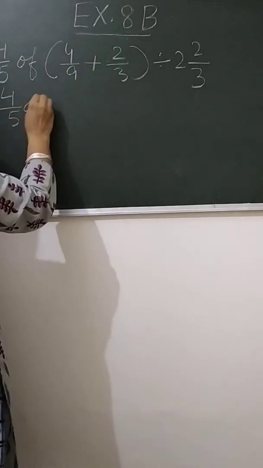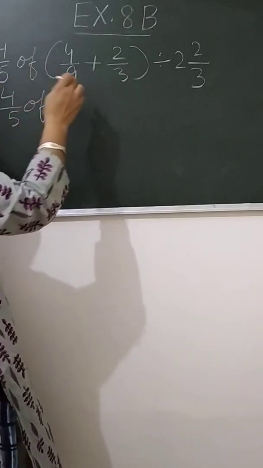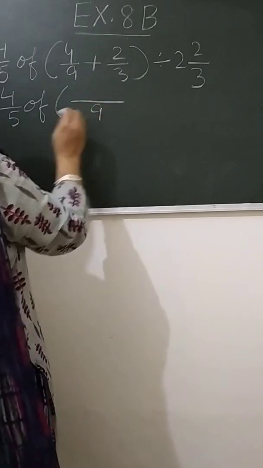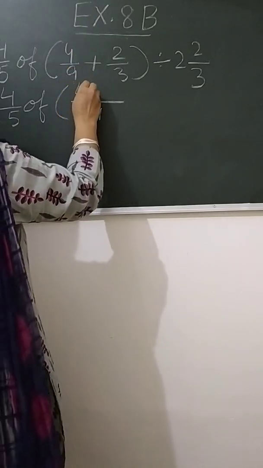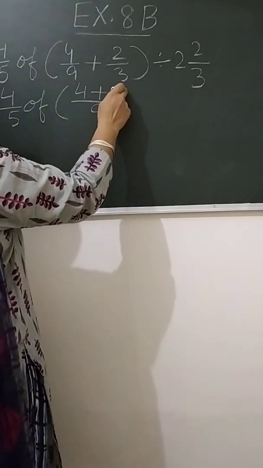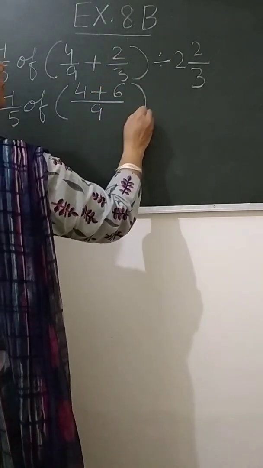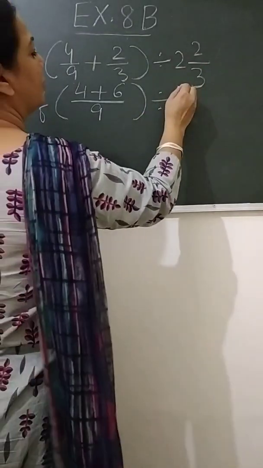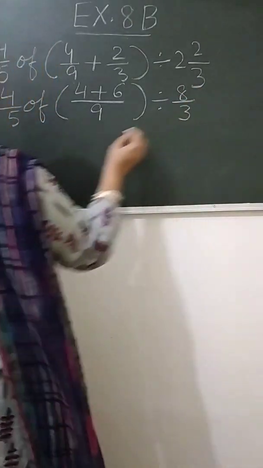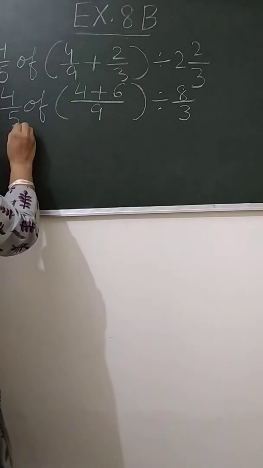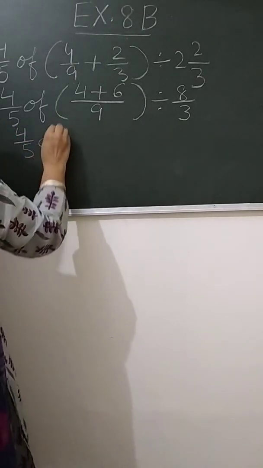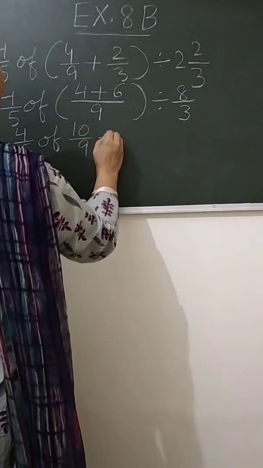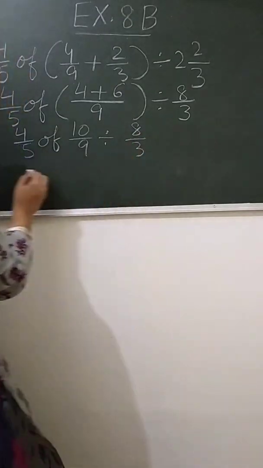4 by 5 of, we have to add these fractions. LCM of 9 and 3 is 9. 9 divided by 9 is 1, 1 4 is 4. Plus 9 divided by 3 is 3, 3 2s are 6. Divided, this is a mixed fraction. We have to convert it. 3 2s are 6 and 2 is 8. This is 8 by 3. Now this is 4 by 5 of 4 plus 6 is 10. This is 10 by 9, divided by 8 by 3.